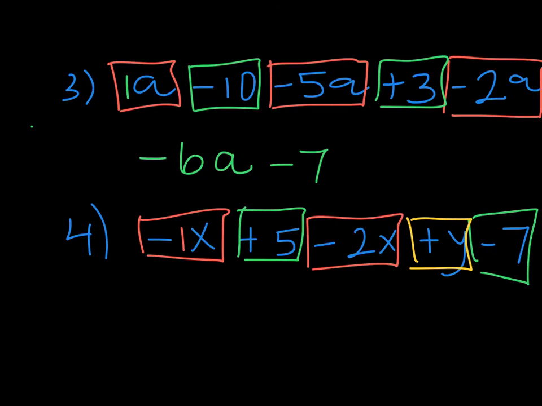All right, so I have negative 1x minus 2x. So negative 1 and negative 2 is going to give me negative 3x. I have positive 5 and negative 7, which is going to give me negative 2. And since I can't combine the y with anything else, I just bring it down. So my expression would be negative 3x minus 2 plus y.